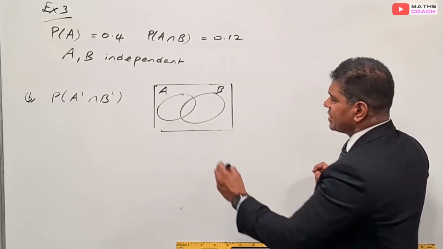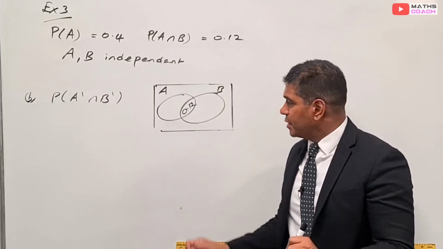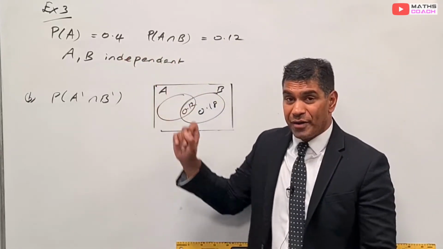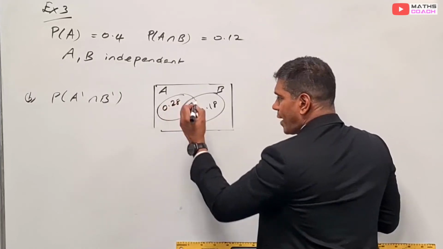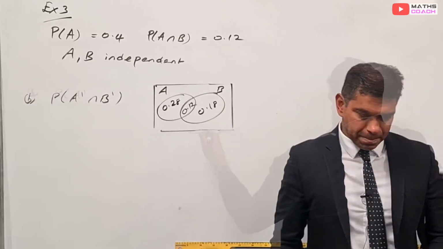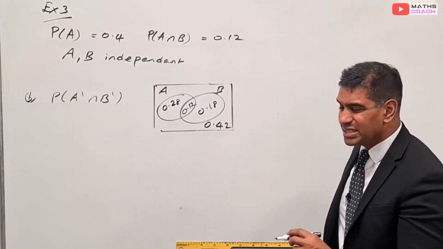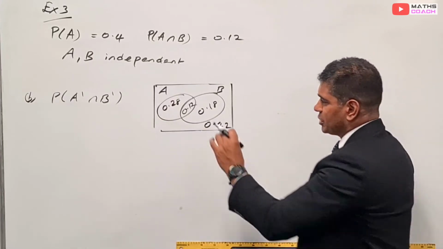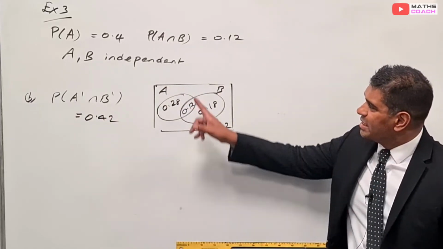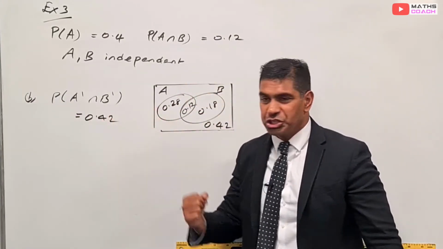So we know that A and B is 0.12. We know from earlier that all of B was 0.3, which means that this bit here must be 0.18. We know all of A is 0.4, which means this one must be 0.28. So if you add all of this together and subtract from 1, you'd get this value here, 0.42. But the question's asking A dash and B dash. In other words, no association with A, no association with B, so it can only be 0.42. The point I'm making here is just because the question does not ask you for a Venn, sometimes drawing a Venn will assist you in getting the answer.